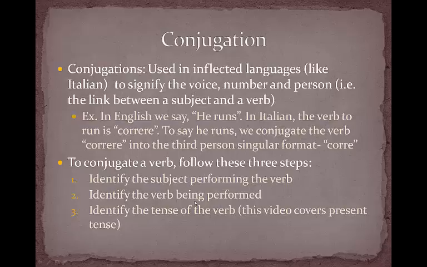Second, you'll have to identify what verb is being performed, running, correre. And in Italian, there are three main types of verbs you'll come across. There are ere verbs, correre is one example. There are are verbs, verbs that end in are, and ire verbs, verbs that end in ire. I'm going to go over that a little bit later, but just keep that in mind. Identifying which specific verb you're going to be conjugating is the next logical step.